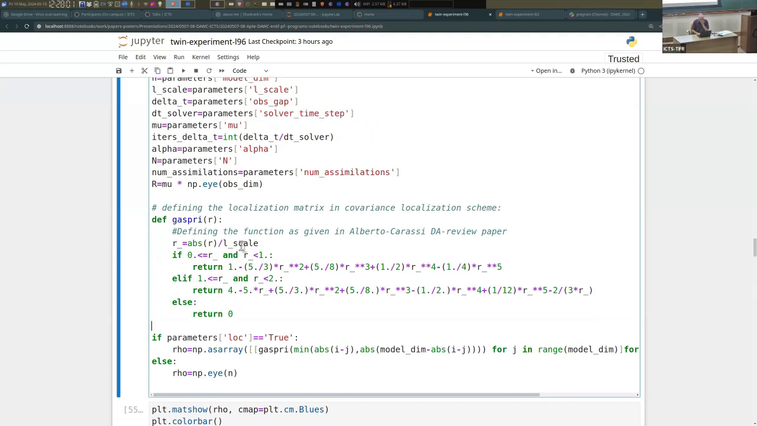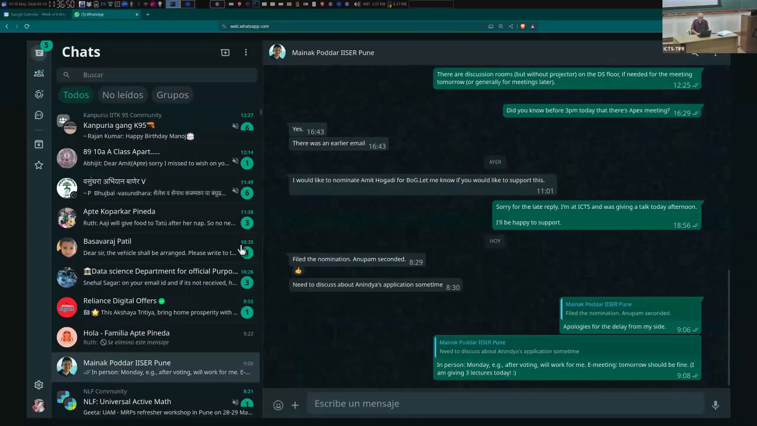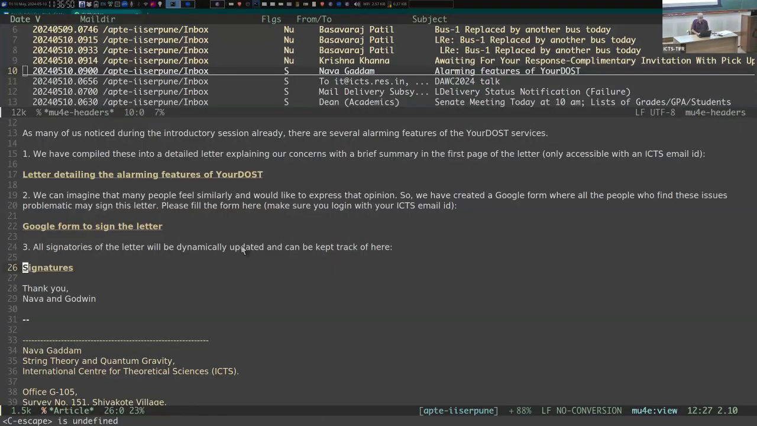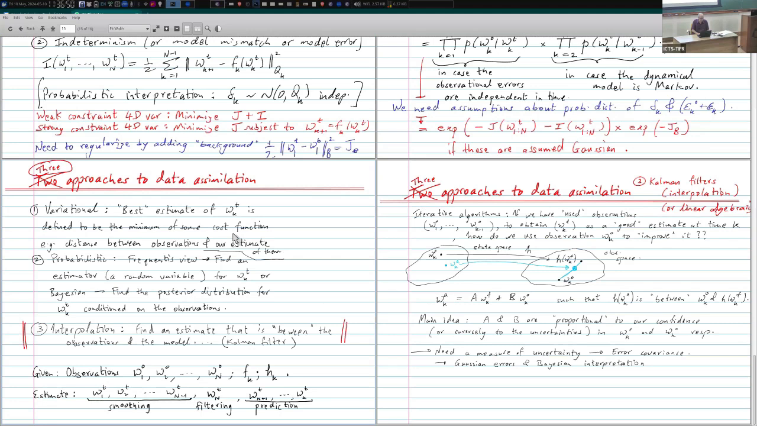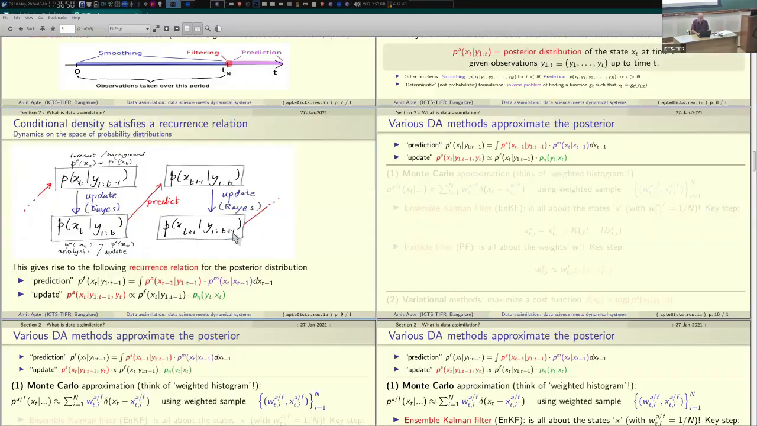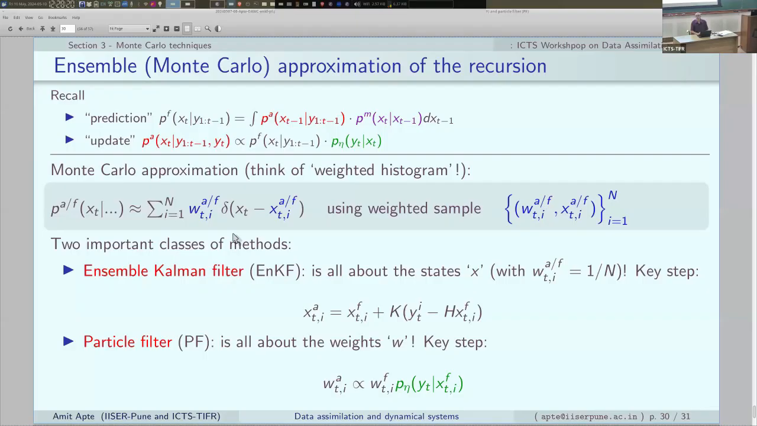Wait, what? Where is my, no, sorry. I thought I had the file open which showed the, okay, I don't have it, sorry about that. I didn't plan this properly.